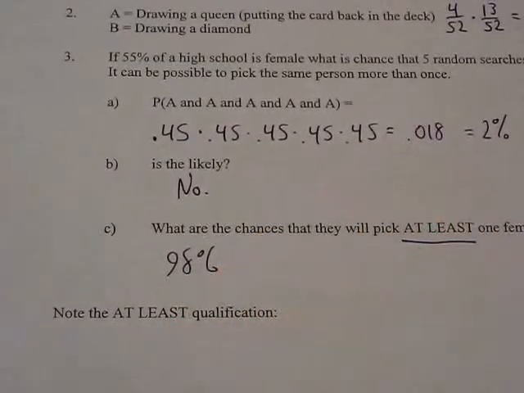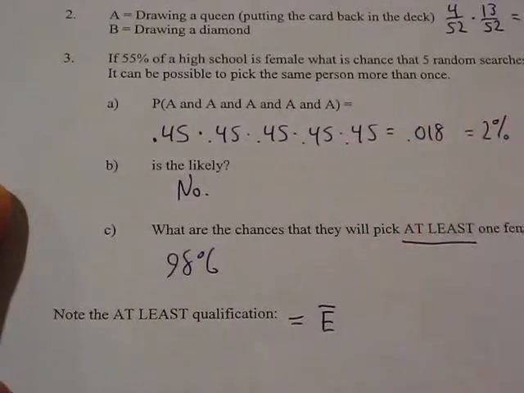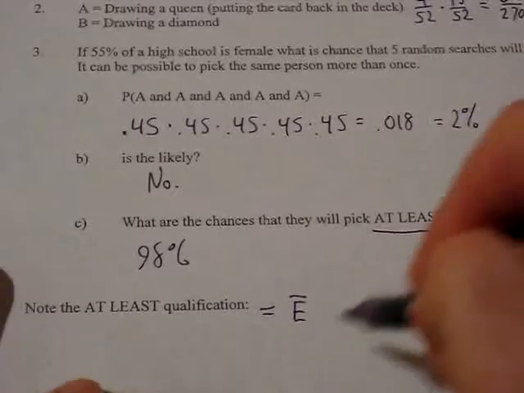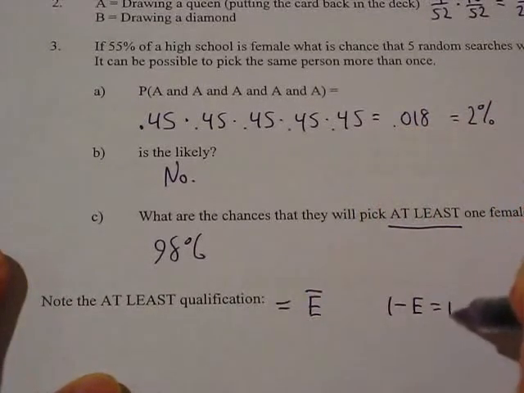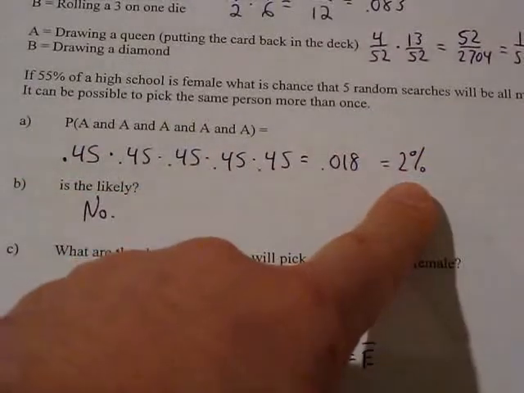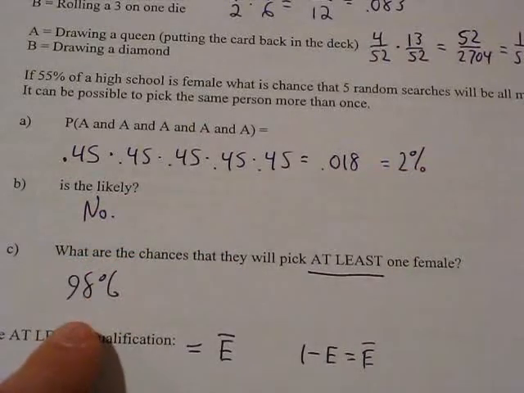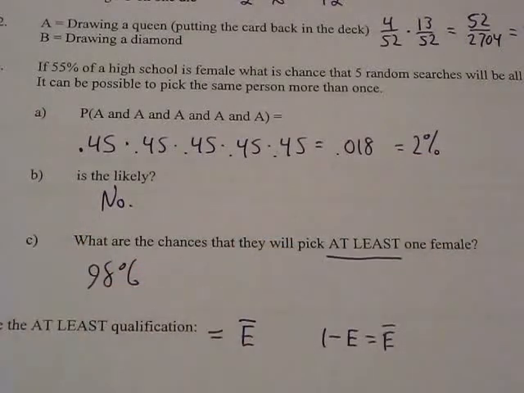So when you see this at least qualification, understand that they're really looking for the complement of the event that you probably just found. So to find the complement, you would take your event and subtract it from 1. And that would give you your complement. So that's what I did. It was 2% to pick all females, or excuse me, pick all males. So to pick at least one female would mean that it wasn't the 2%, it was the 98%. Okay, on the second page.